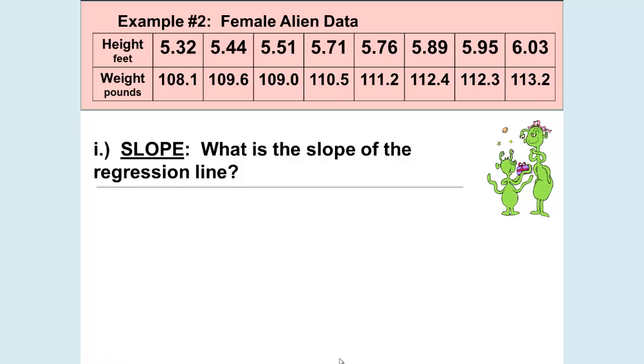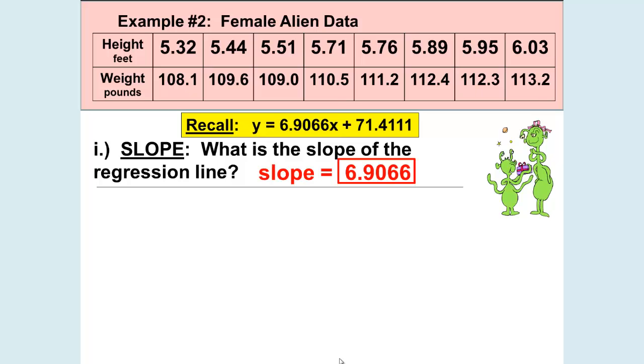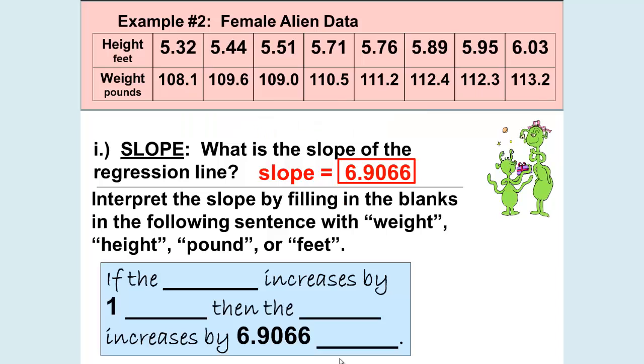Let's talk about the slope. What is the slope of the regression line? Recall that our regression equation is y equals 6.9066x plus 71.411. That means that the slope is 6.9066. Interpret the slope by filling in the blanks with the sentence with weight, height, pounds, or feet.